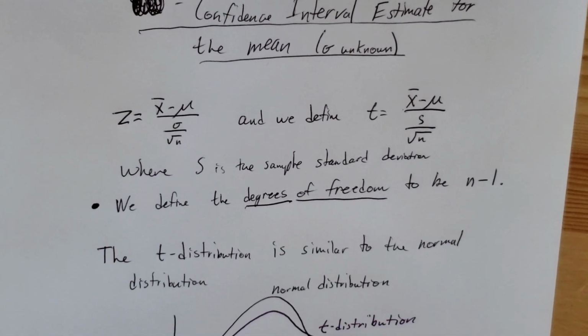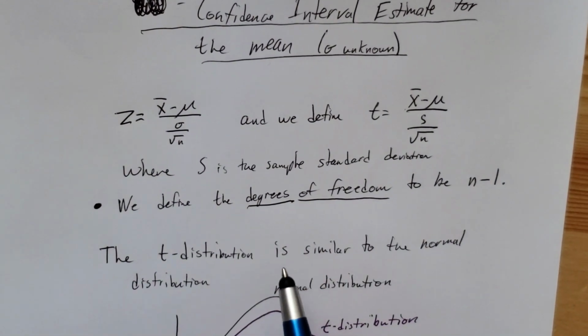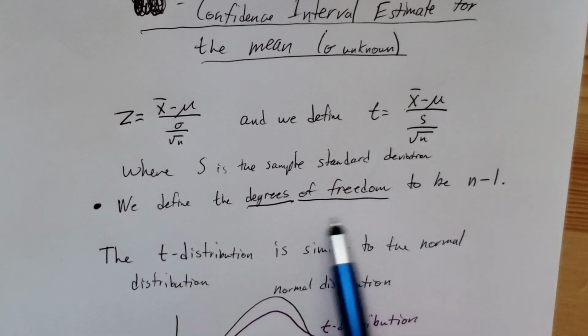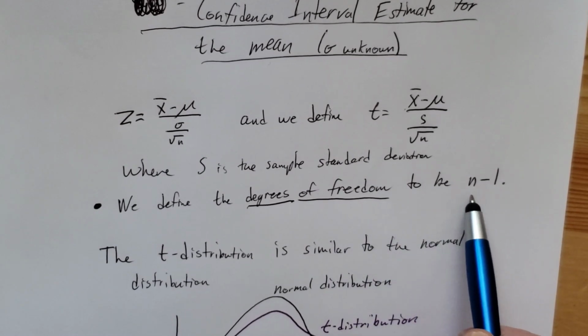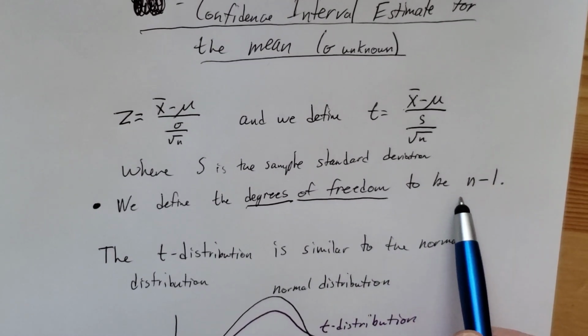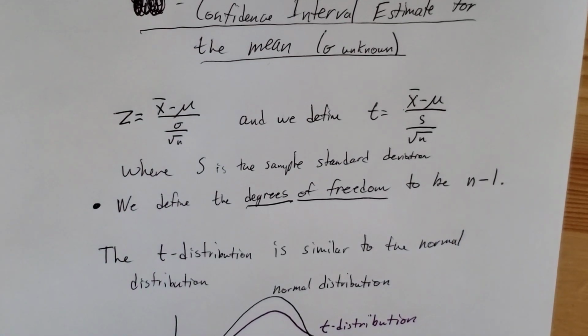Related to all of this, we're going to end up using a term called the degrees of freedom. The only thing you really need to worry about is what the degrees of freedom is. That is n minus 1. It's our sample size minus 1. But where does that terminology, degrees of freedom, come from?